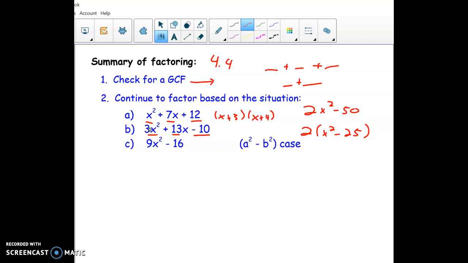Okay, and then if it doesn't start with x squared, you've got to do long factoring, right? Which starts by doing 3 times negative 10 and then goes from there. So if you can't factor out the 3 using the GCF from part 1, then you have to do long factoring here if it's not a 1x squared. And we'll review that at some point in this video.